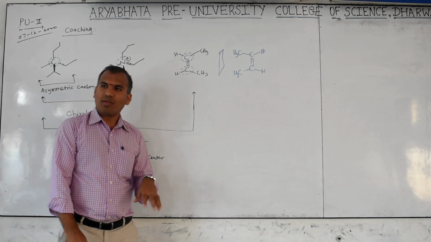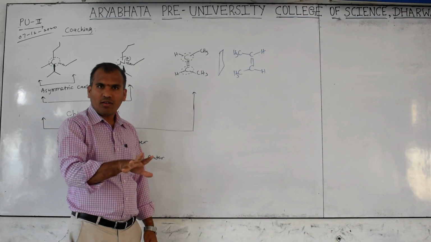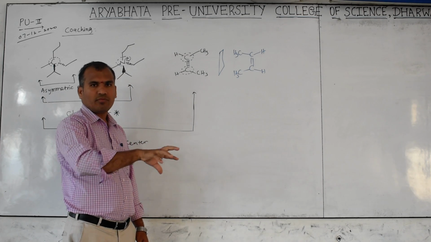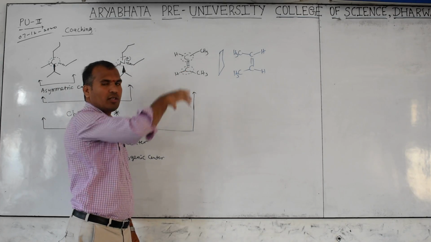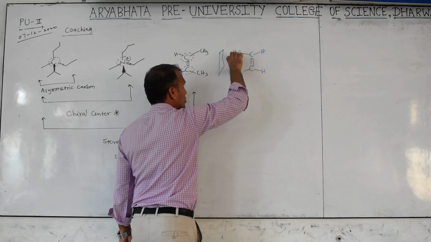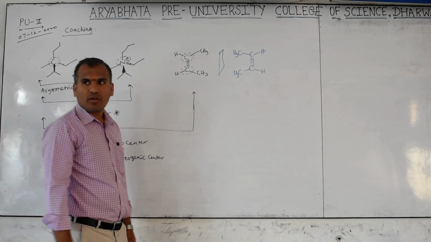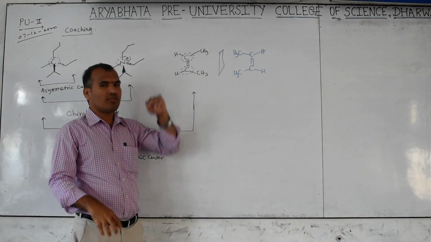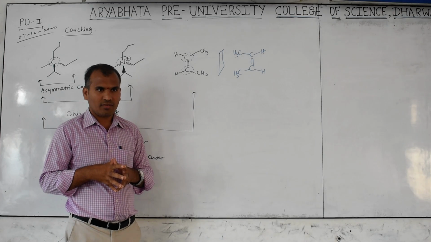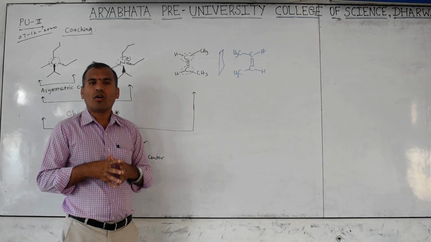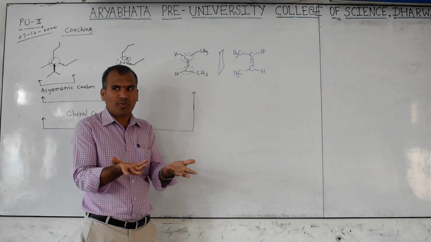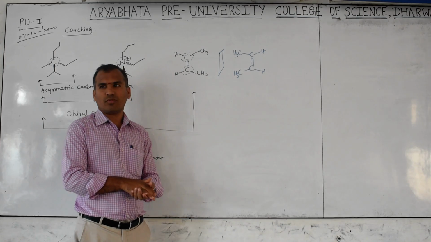How? In the previous class I may have told you to rotate the molecule in any one direction, anti-clockwise or clockwise, and place it on the first one. Then it is superimposable. Rotate this: these two hydrogens come to this side, these two CH3 go to this side. Rotate 180 degrees and place it on the first one. Exactly superimposable. Then it is not chiral. Chiral means what? Non-superimposable mirror image. These two look non-superimposable, but actually they are superimposable.